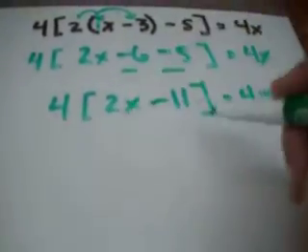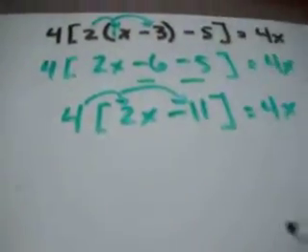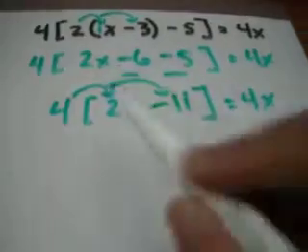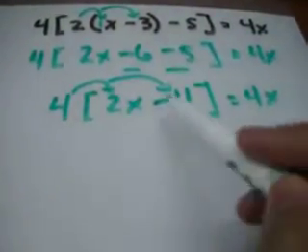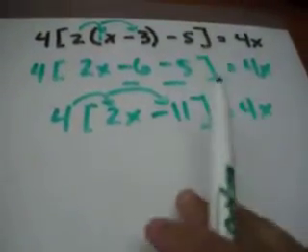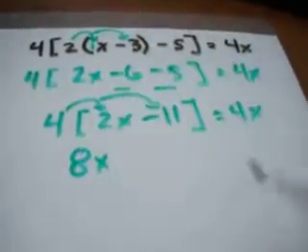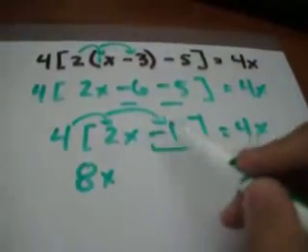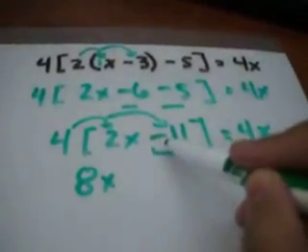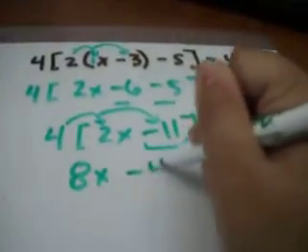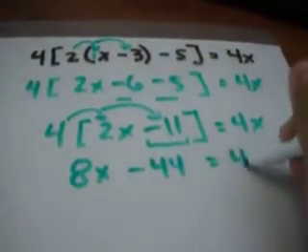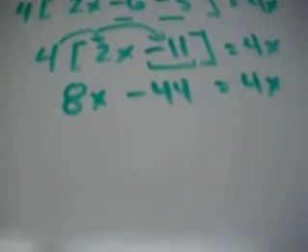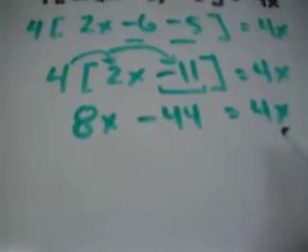Okay, now I've got to open my square brackets, and by doing that I have to distribute this 4. I'm going to times it by all of the things that are in the square brackets. Okay, so 4 times by 2x, well that's just 8x. And then 4 times by, remember, taking into account the negative, so 4 times by negative 11, well that's negative 44, equals 4x.